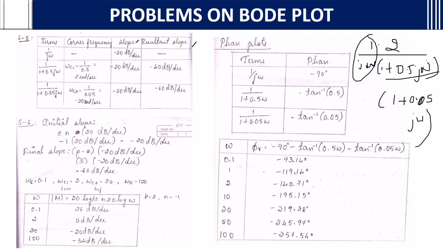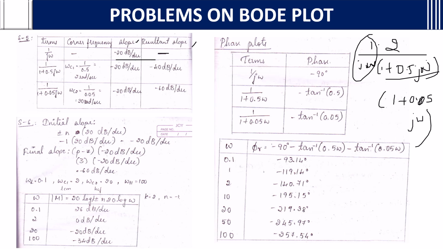After writing the factors, what will you do? You will write the corner frequency. For this factor the corner frequency is 0 anyway. The slope will be what? Minus 20 dB by decade, as it is a pole, which is in the denominator. As one pole is present at the origin, it is minus 20 dB, and the resultant is the initial slope, as there is no previous slope.